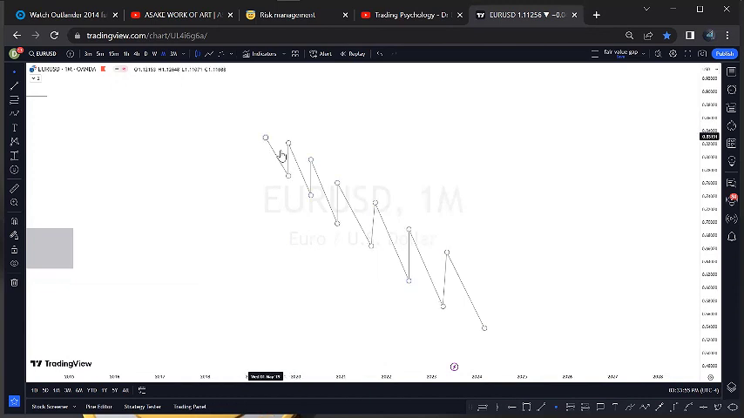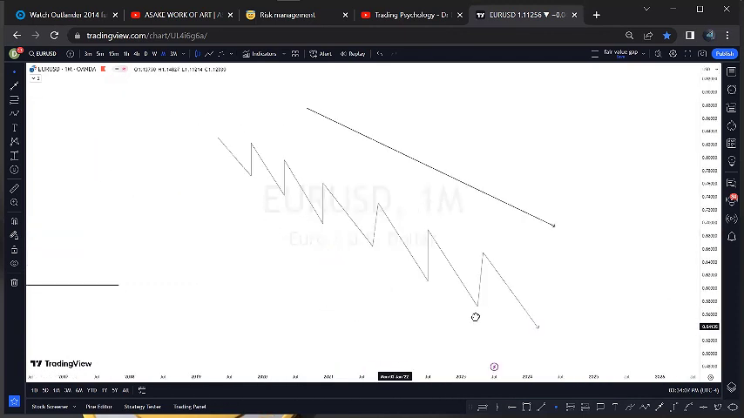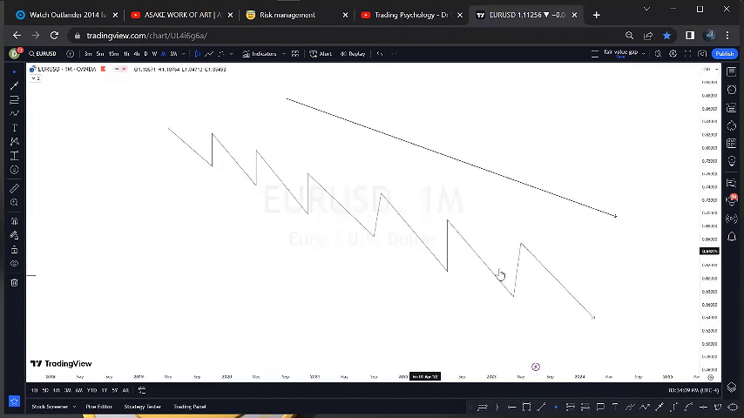So we have this lower low, lower high, lower low, lower high, lower low, and you are obviously in a downtrend. All right. Now, this is how you are going to enter this market without missing out on all of this. Number one, you need patience. Number two, you need to identify your range.